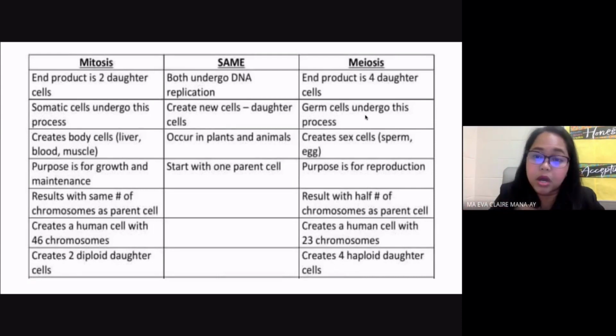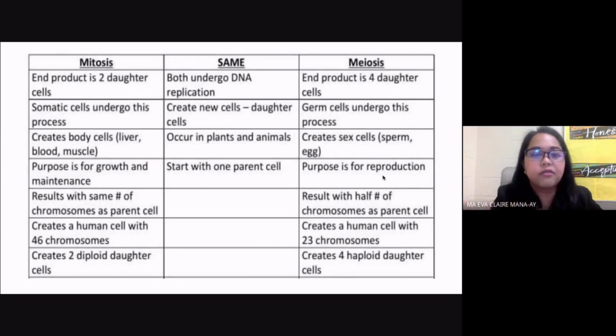So these are undergone by your sex cells, your gametes, and of course, this would create more sex cells, your sperm cell and your egg cell. So your gametes, your sex cells would undergo meiosis instead of mitosis. The purpose, of course, for this would be your reproduction. And of course, this is also for recombination of genes for variation.